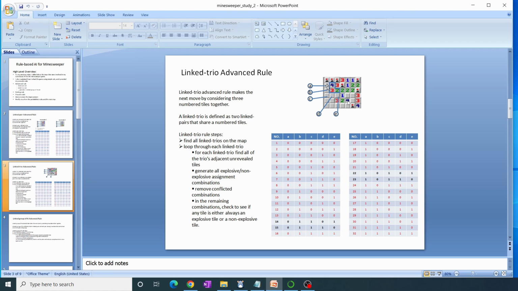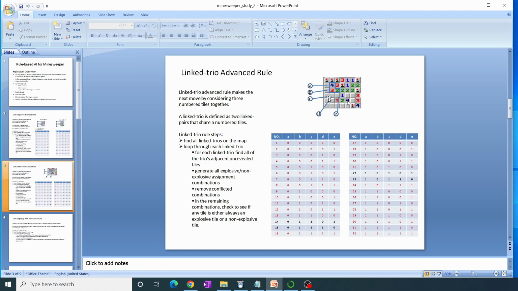We know that tile A and B must have one explosive because they are next to number 4, and number 4 already has 3 flags next to it. Similarly, tile D and E must have only one explosive because they are next to this number 2, and this number 2 already has 1 flag next to it. But we also know that tile A, B, C, D, E together should have 3 explosive tiles, which means that tile C must be an explosive tile.